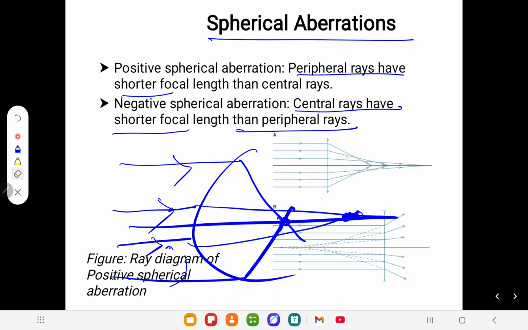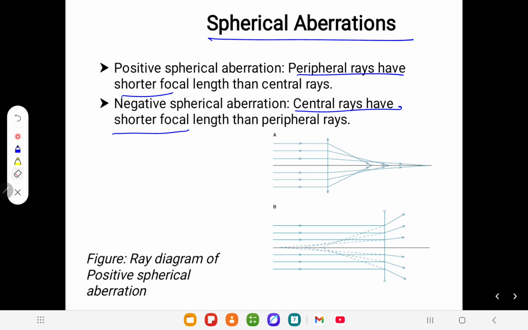So this is the picture. This is actually a picture of positive spherical aberration. Just don't confuse it with a negative lens. Negative lens means the periphery has a shorter focal length and the center has a longer focal length. Just don't get confused with the minus lens.